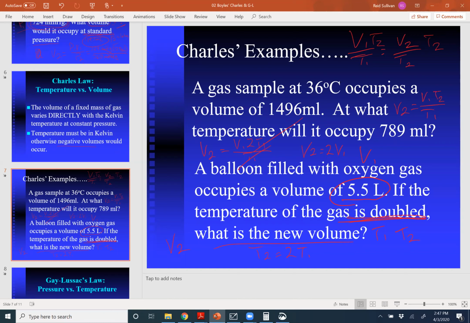Volume 1 is 5.5 liters. So 2 times 5.5 liters. 5.5 times 2 is 11. So volume 2 is equal to 11 liters.